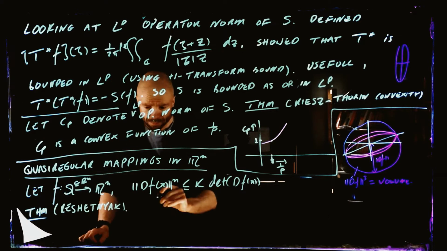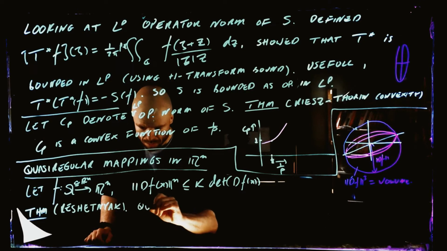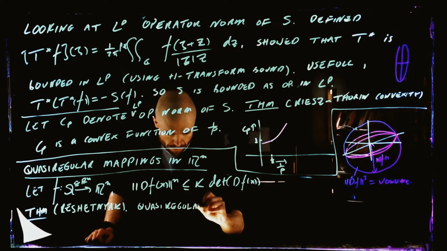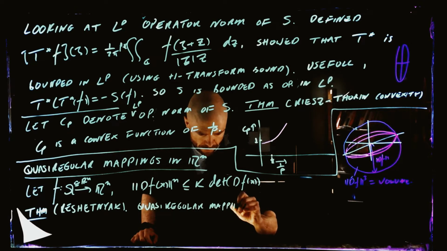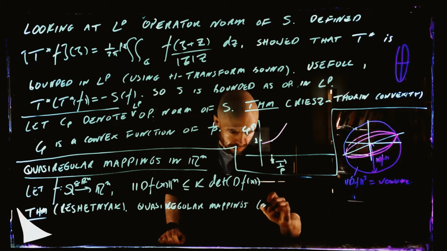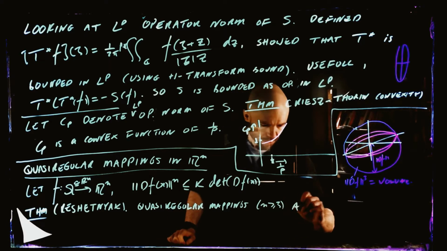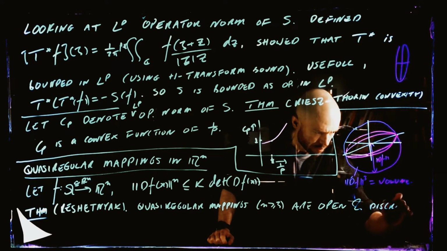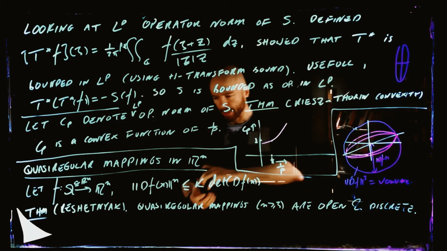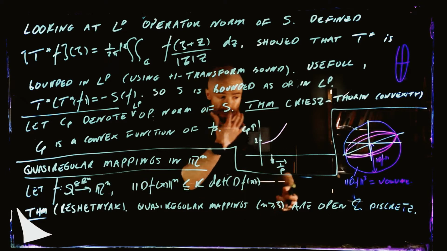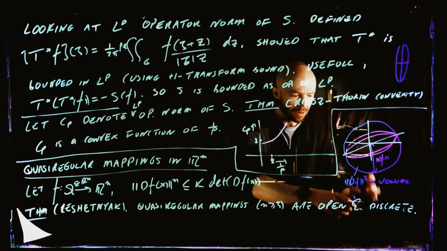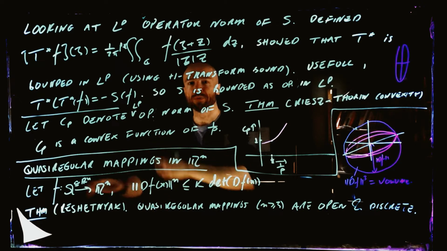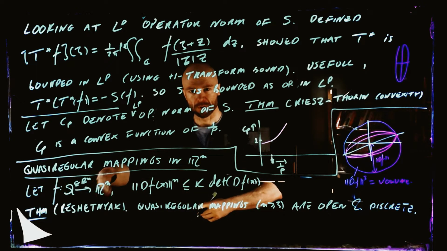Okay, so quasi-regular mappings are open and discrete. Open means that the image of an open subset of omega is going to be open. Discrete means that if you take the inverse of any point in the image, there will be at most countably many pre-images, and the cluster points will be on the edge of the domain. It won't be inside the domain.